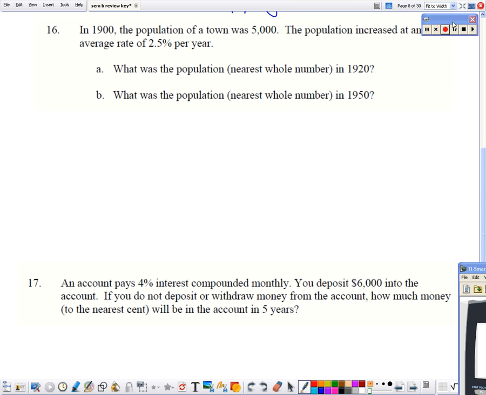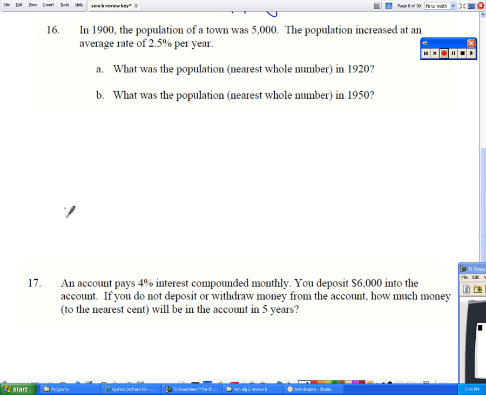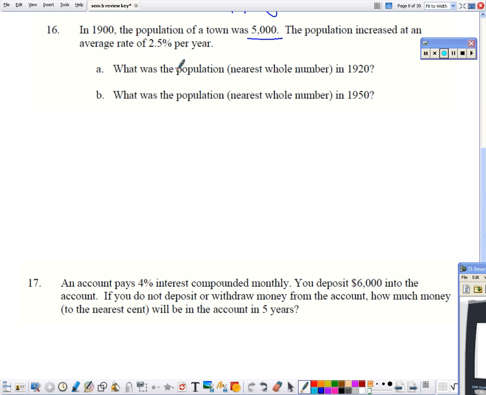Okay, so for exponential word problems, we can use our calculators for these. 5,000 is our initial value, and it increases at a rate of 2.5% per year. So a formula for that, the population equals the initial population. We're increasing, so plus 2.5% by the year. So 1920, that's when t is 20, and 1950, that's when t is 50.